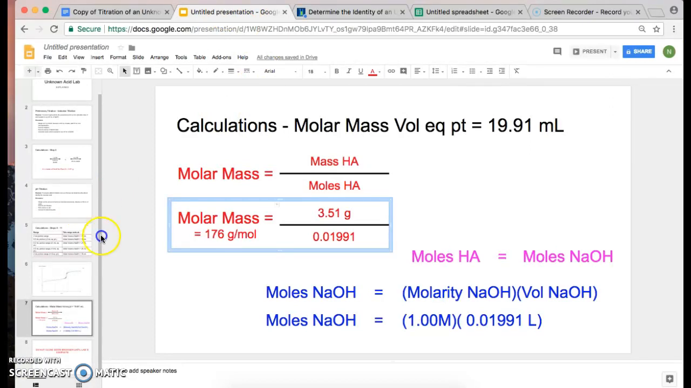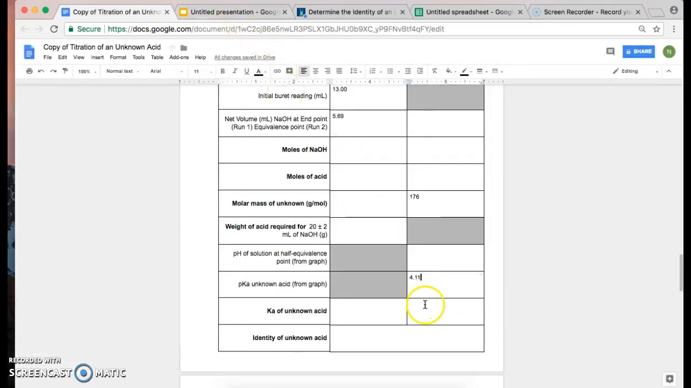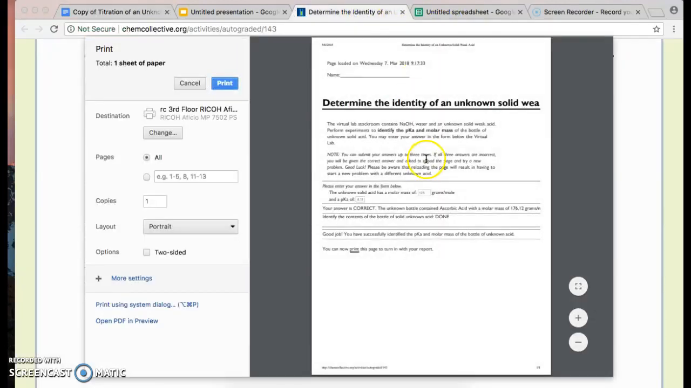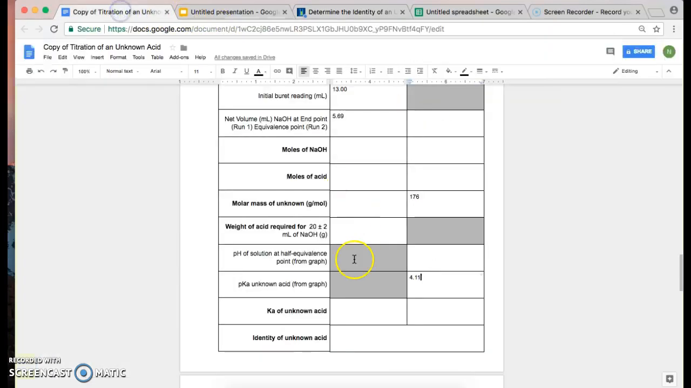I'm not going to worry about the printing. So that's how we analyze the data. There are more calculations in here that you have to do, like the Ka. We did do that in our pre-lab, so you can look at that information from the pre-lab. And in terms of the identity of the unknown acid, I believe that's also given to you. So ascorbic acid. They're telling you that here. So that's where you would go to figure out the name, and you would write that name down in this section.